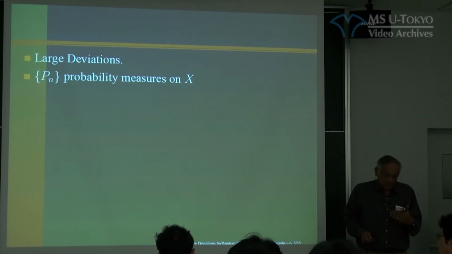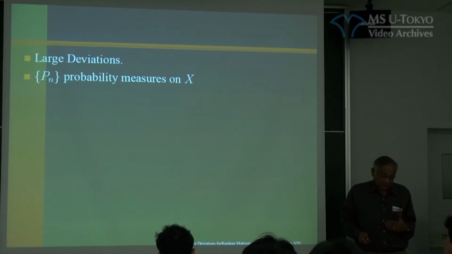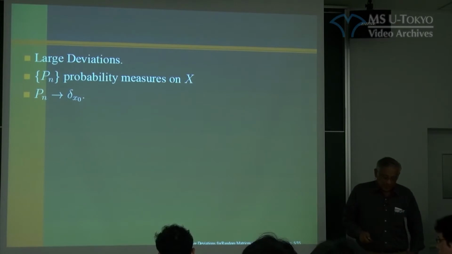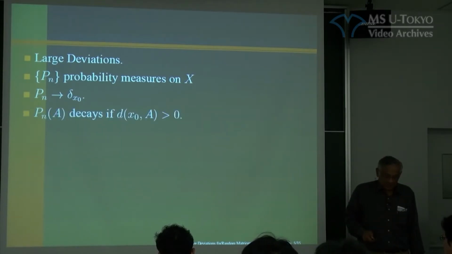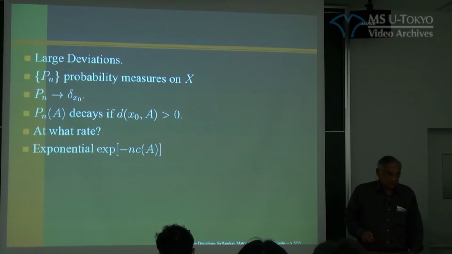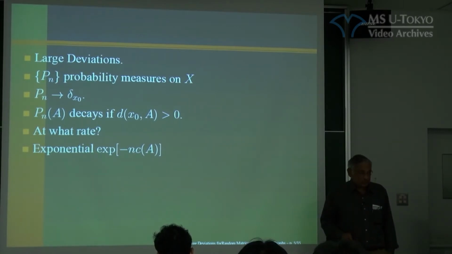Well, let me step back a little bit and ask what are the kinds of things I am interested in: large deviations. What is large deviations all about? So, I have a sequence of probability distributions on some space, and I want to have a law of large numbers kind of a thing which says that these probability distributions are concentrating around a point. Then I want to decide how do these probabilities decay away from that point, and at what rate do they decay? Probably they decay at an exponential rate. That is what one would expect.